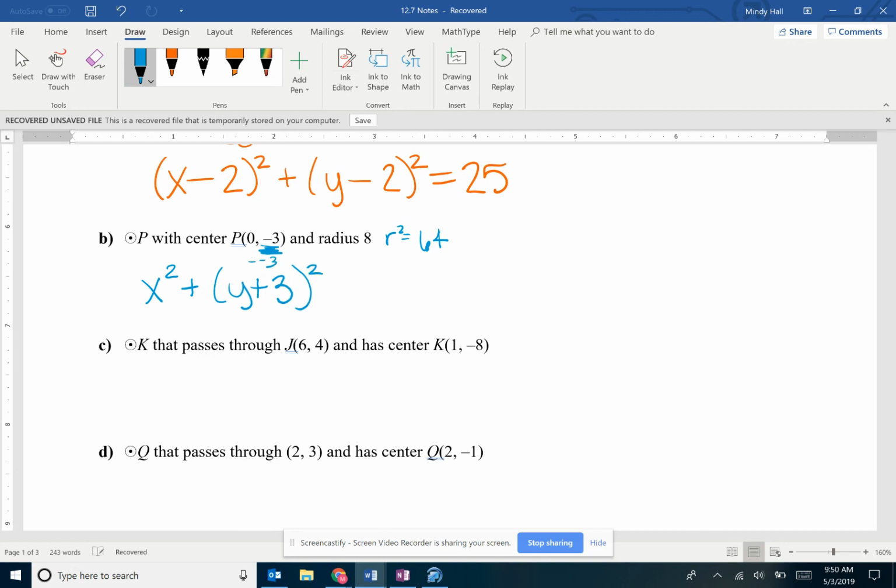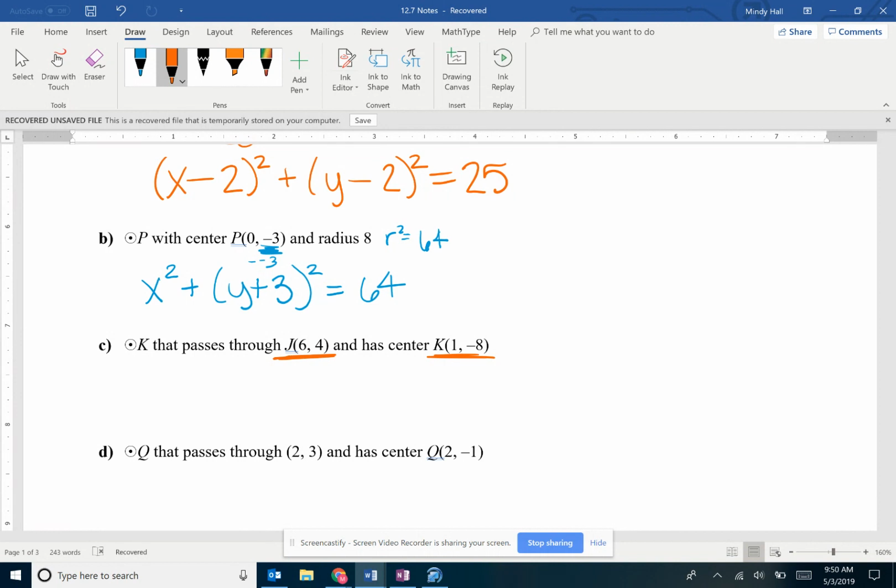And then that is still squared, and then 64 would be by itself on this side. Okay, so it is that whole thing. So for circle K, this one passes through (6, 4) and has a center at (1, -8). So this one's going to take a little bit more thought process.